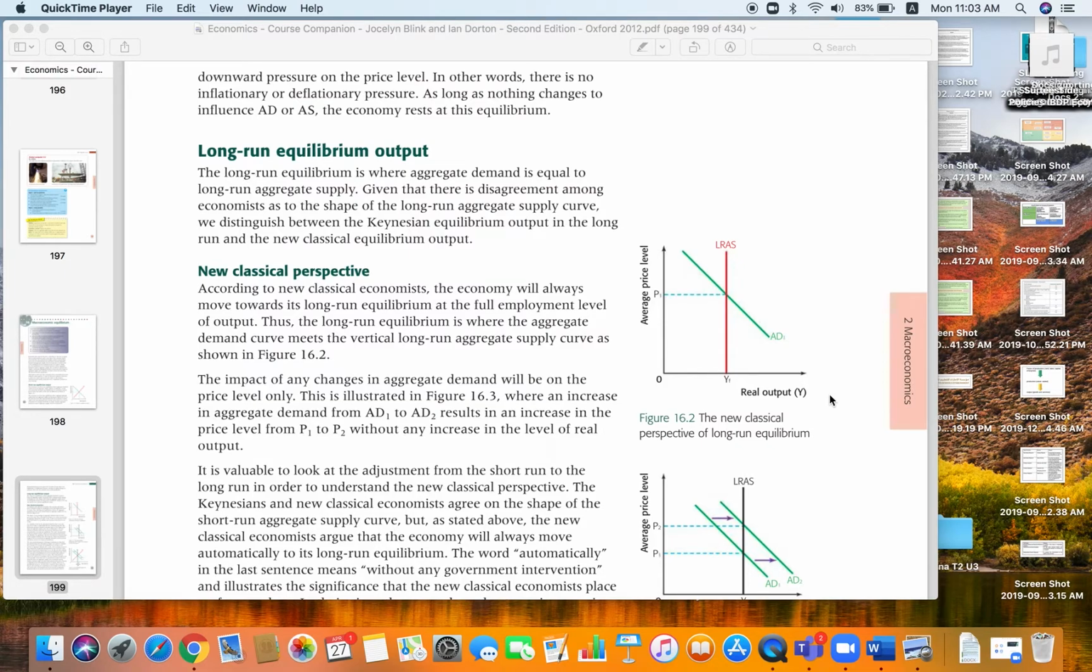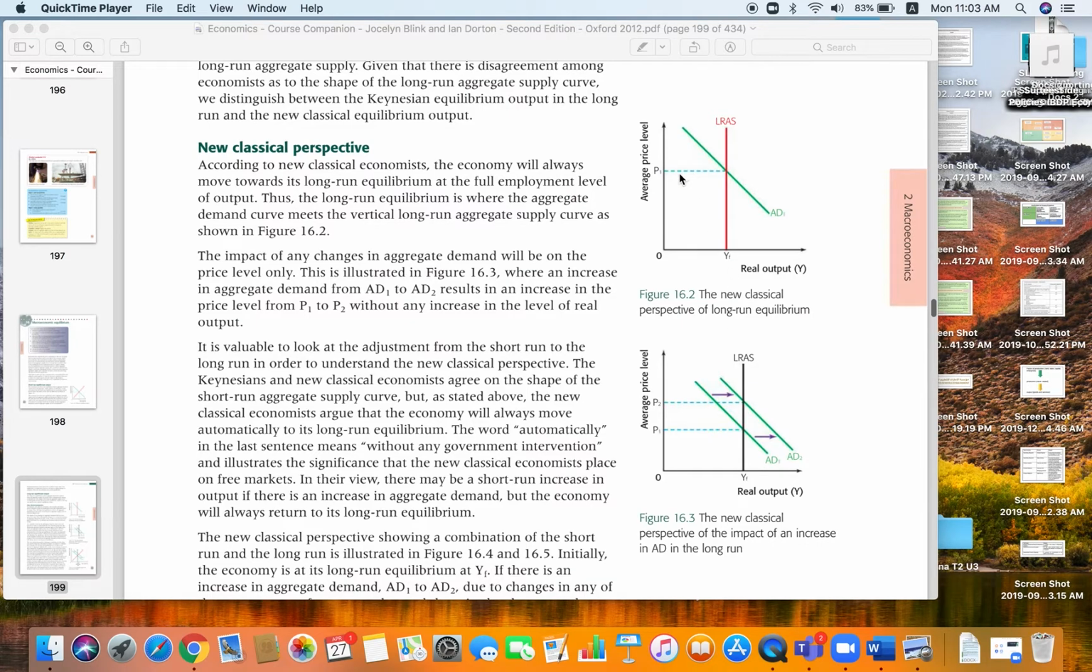So in the new classical perspective, remember, it looks at full employment where it's a straight line. So the elasticity of this is completely inelastic. It doesn't matter what the price is, you're always going to have the same amount of real output under any price circumstance. So when you draw the supply and demand curve, you can see equilibrium rests once again at full employment income output. So the impact of any changes on aggregate demand will be on the price level only.